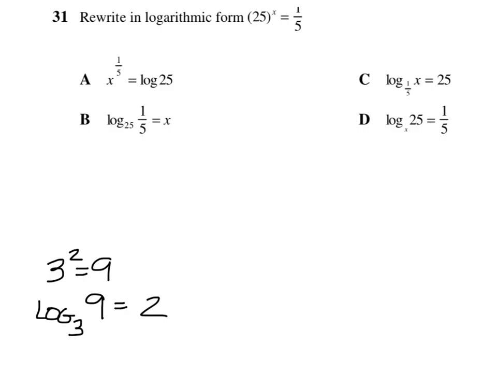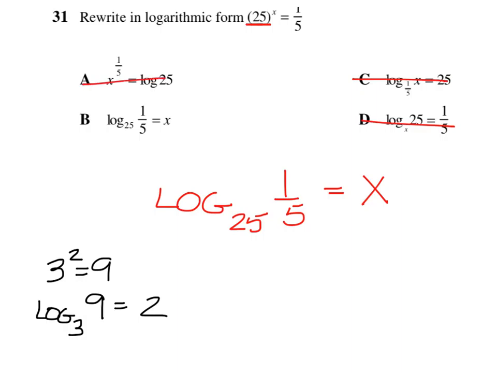Alright, so on this one, notice that you have your base 25, so it's going to be log base 25, and the result is what goes here. The exponent is what it's all equal to. There are no equals x's in here, so these cancel out except for this one, B.